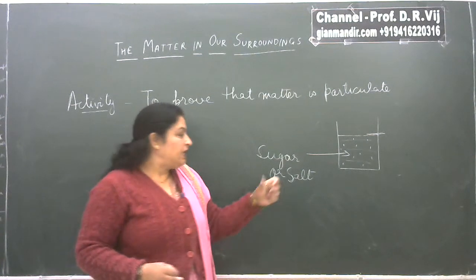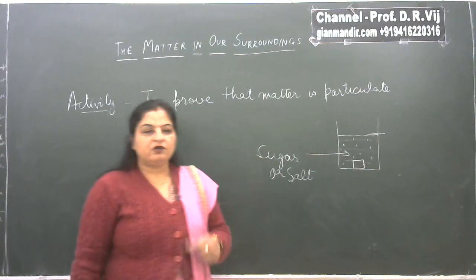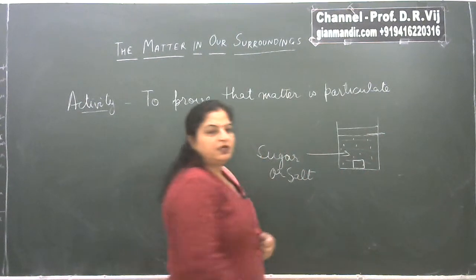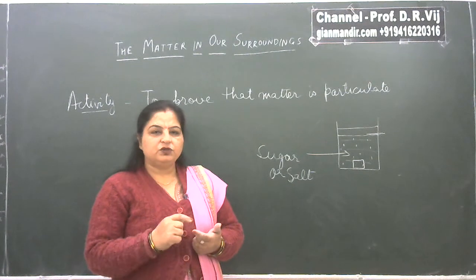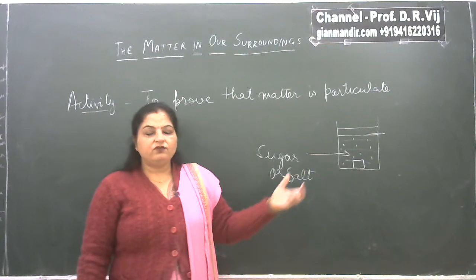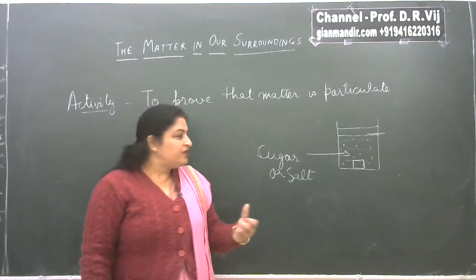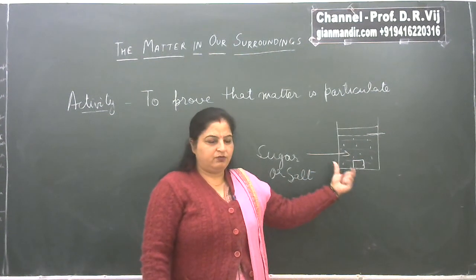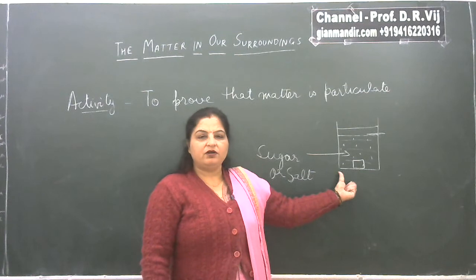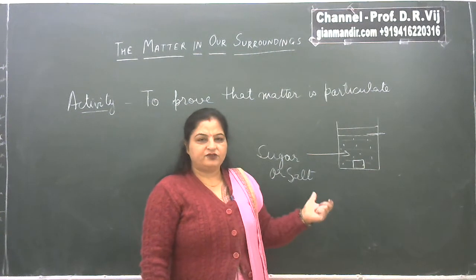But give it a thought, if we had added, say, a block of wood or a block of iron, then what would happen? Obviously the water level would have increased. What does it show? Can we say that this block of wood or block of iron is not made up of particles? No. Then why are we not observing the same water level as we saw in the case of sugar or salt?